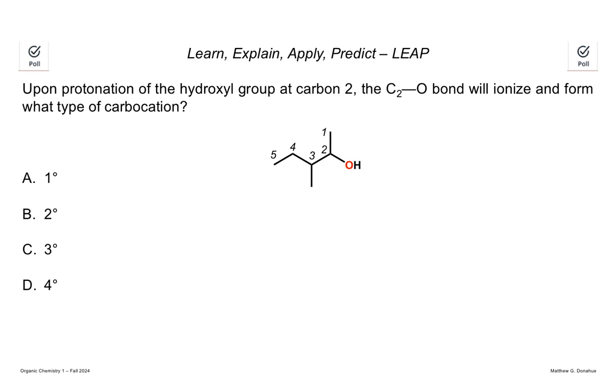So upon protonation of the hydroxyl group at carbon 2, the C2 oxygen bond ionizes to form what type of carbocation? So we have a secondary alcohol, and so when that ionizes, it's going to form a secondary carbocation. And really that is sort of the blinking red light to indicate to us we have to look out for rearrangements. If you form a tertiary carbocation to begin with, chances are you're not going to have to worry about rearrangements.